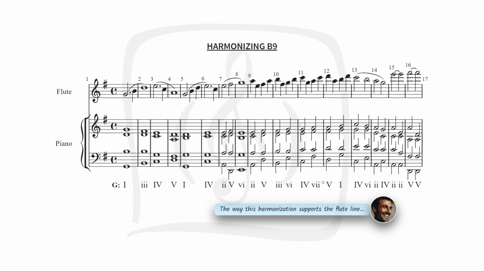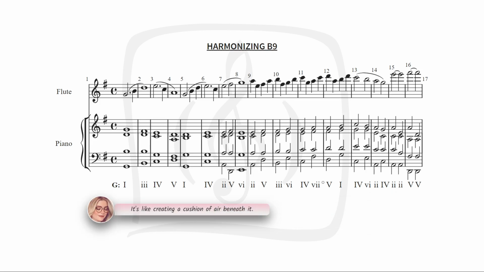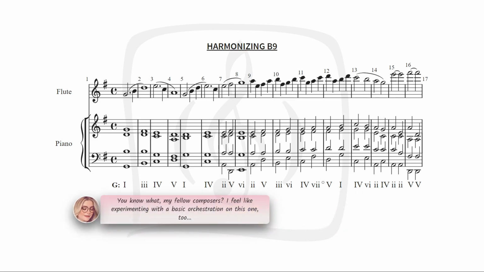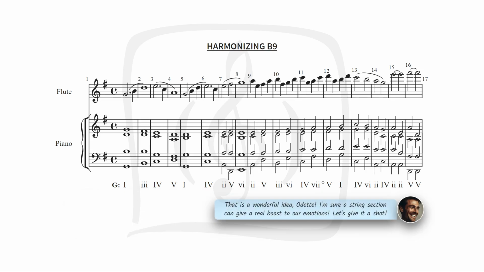The way this harmonization supports the flute line. It's like creating a cushion of air beneath it. Each harmonic choice serving the melody's flight. Making our longest theme feel like it could float forever. You know what, my fellow composers? I feel like experimenting with a basic orchestration on this one, too. That is a wonderful idea, Odette. I'm sure a string section can give a real boost to our emotions. Let's give it a shot.